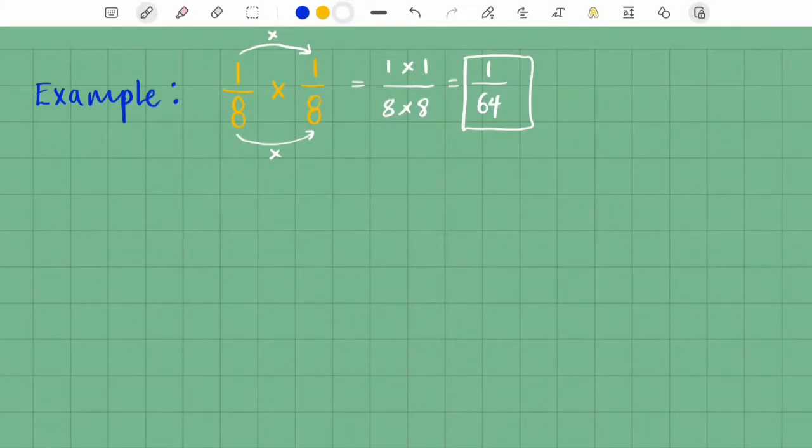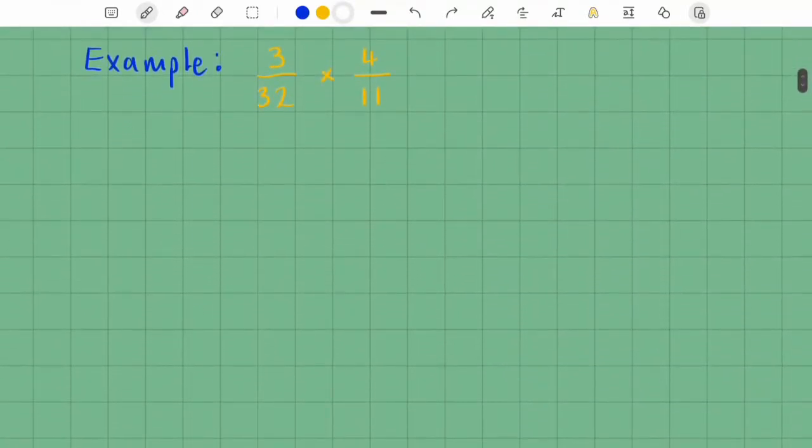And it's pretty straightforward. A couple of things to note is that when you multiply by a fraction, it makes it smaller. So you'll notice that 1 over 64 is smaller than both 1/8 and 1/8. This is the same even if the fractions are different fractions.